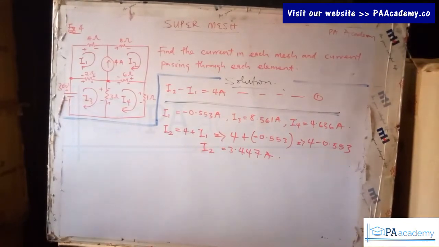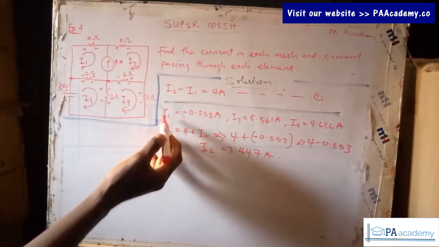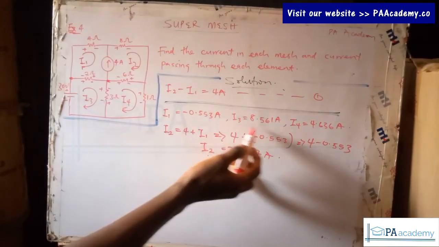So with what we have here, we've been able to get the currents in each of these meshes. That is I1, I2, I3, and I4. This is our I1, this is our I2, this is our I3, this is our I4.